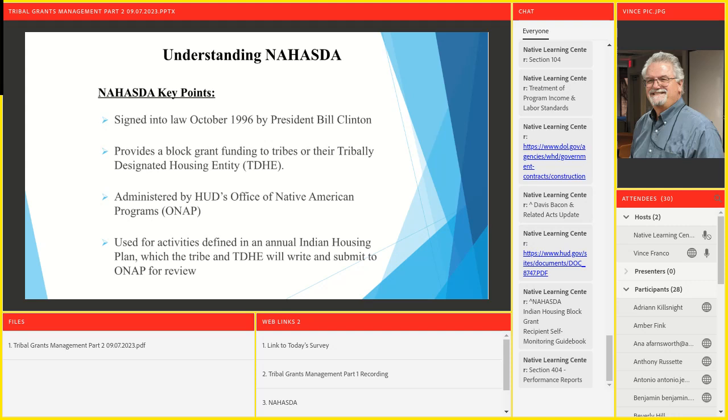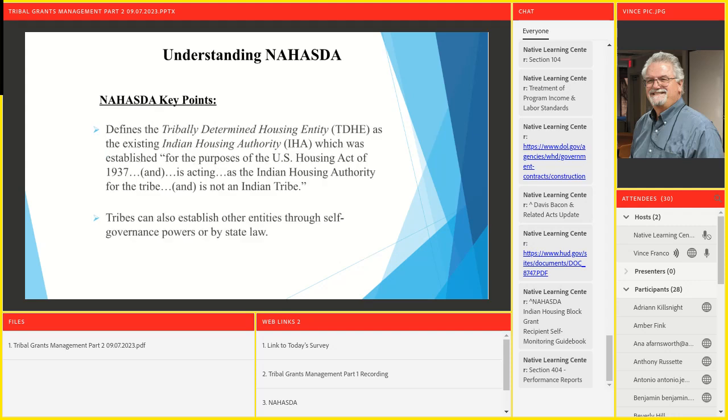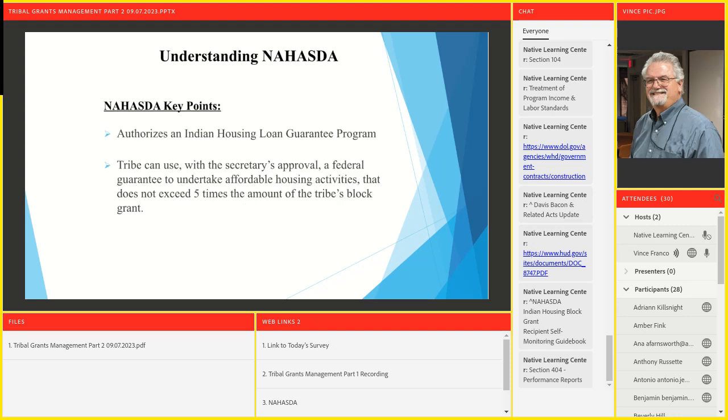Okay. I talked about the plan. I talked about TDHEs. Key points: I talked about how NAHASDA, the legislation, defines a tribally determined housing entity. It's actually referred to specifically in Section 4, very early in the legislation, before you even get into the 100s. Section 4 defines where you find the definitions. It talks about a tribally determined housing entity. So if you're ever wondering where that came from, it was created by legislation. Okay, so that goes way back.